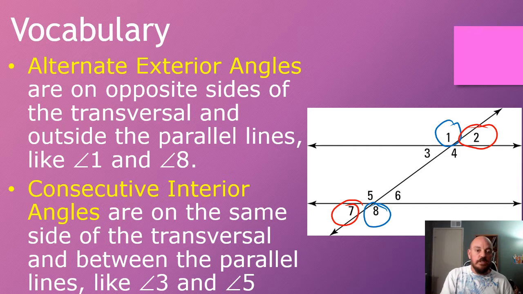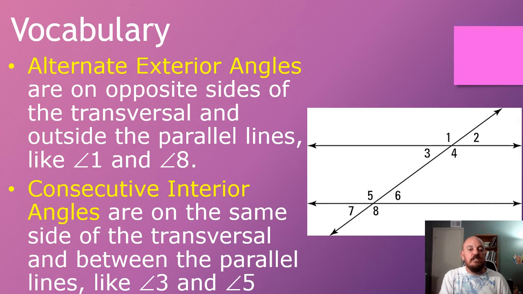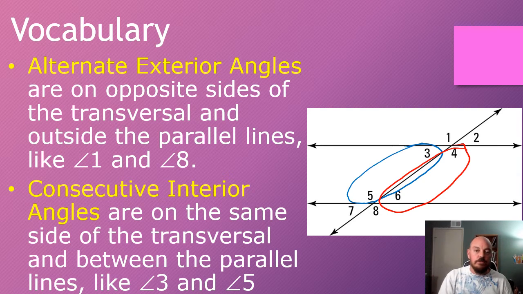And then the last one, the consecutive interior, that one came up a little early. I didn't mean for it to, but that's okay. Consecutive interior angles, we're back on the interior, back on the inside, but consecutive means in a row. So those are consecutive, and those are consecutive. 3 and 5 are consecutive interior, 4 and 6 are consecutive interior. So those are all the vocab words.